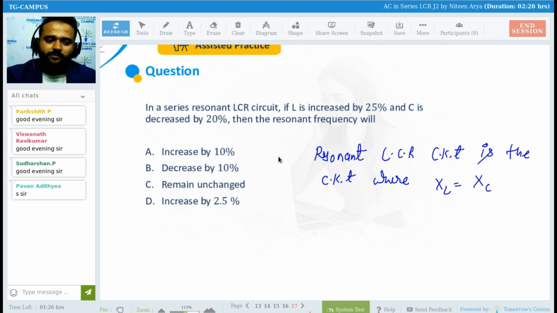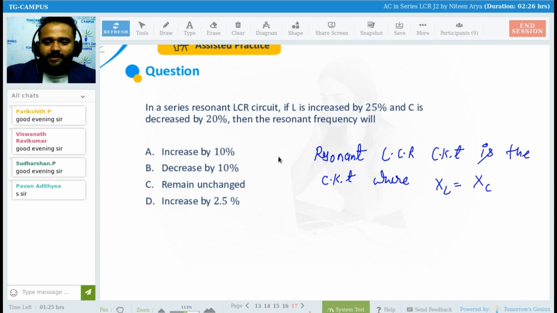Or you can say the circuit is only a resistor. You can also say that. There are so many names for this LCR circuit: resonant circuit, only resistive circuit. I mean L, C and R are connected in that manner, or the voltage is applied in that manner, or the frequency is applied in that manner. So XL equals XC.